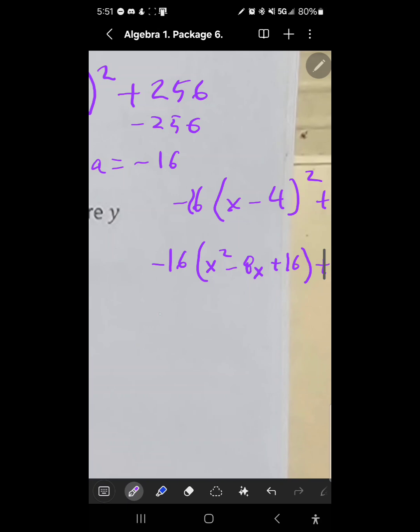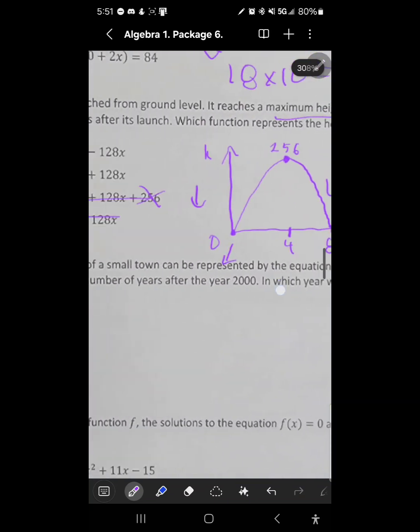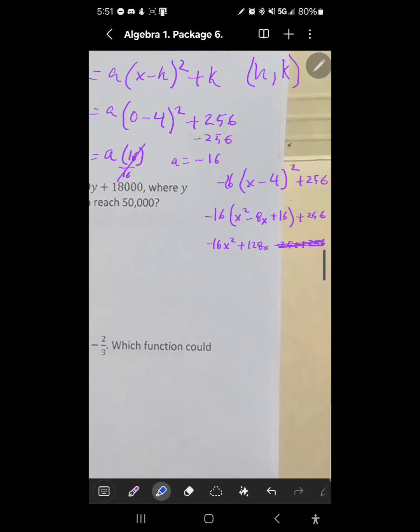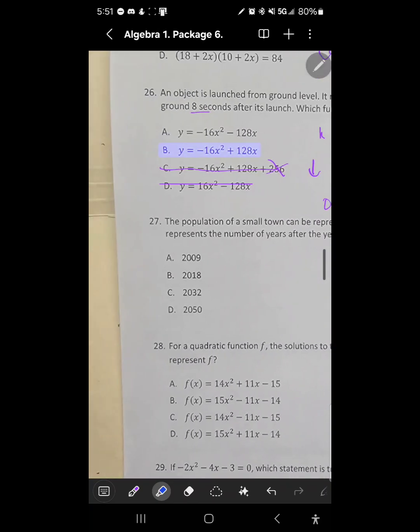Then we just multiply negative 16 times x squared is negative 16x squared. Negative 16 times negative 8x is positive 128x, and this will be negative 256 plus 256. This just cancels out, so we have option B. That's basically how you solve it. I know it's a lot, but that's basically how it is. Remember, you can always DM me if you have any questions.